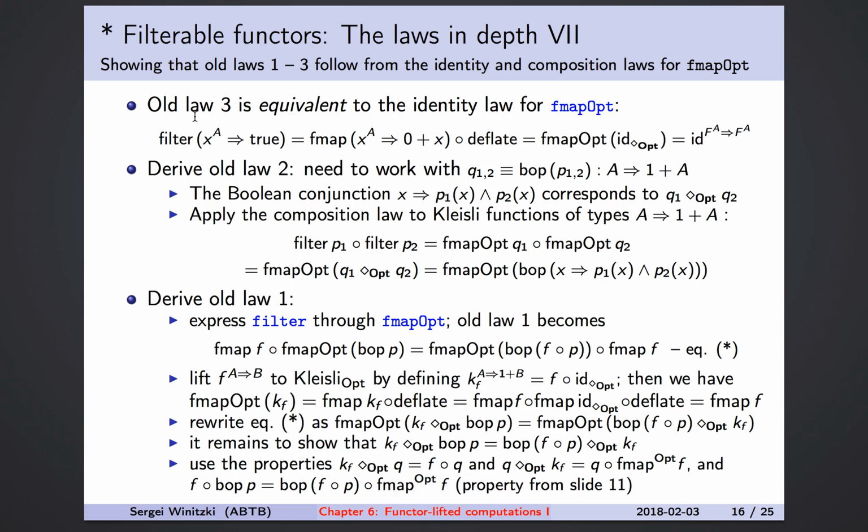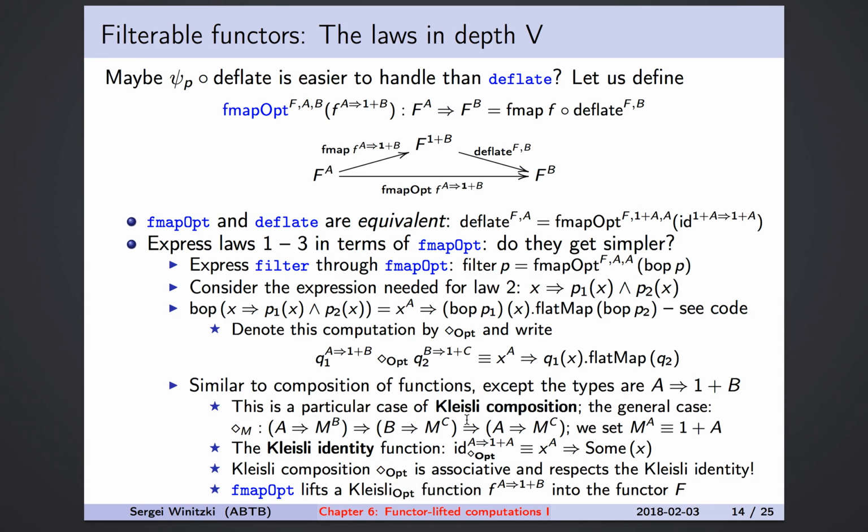So let's start with the law 3, which is the filter with the identically true function. Now, that function, after you bop it, it gives you this. And so this composition is the fmapOpt of the Kleisli identity, because actually the bop of this filter function is exactly the function that is the Kleisli identity. Is this function? Doesn't let me highlight correctly. This function.